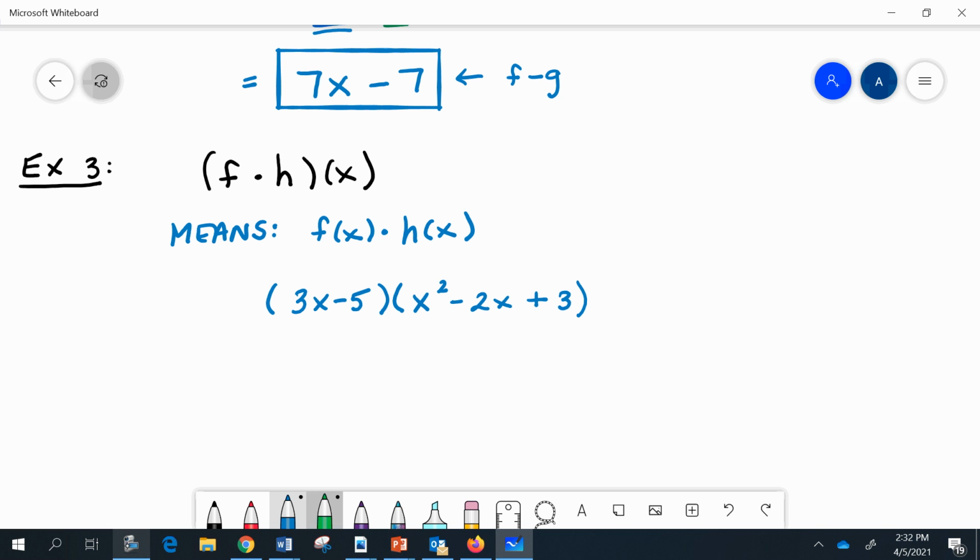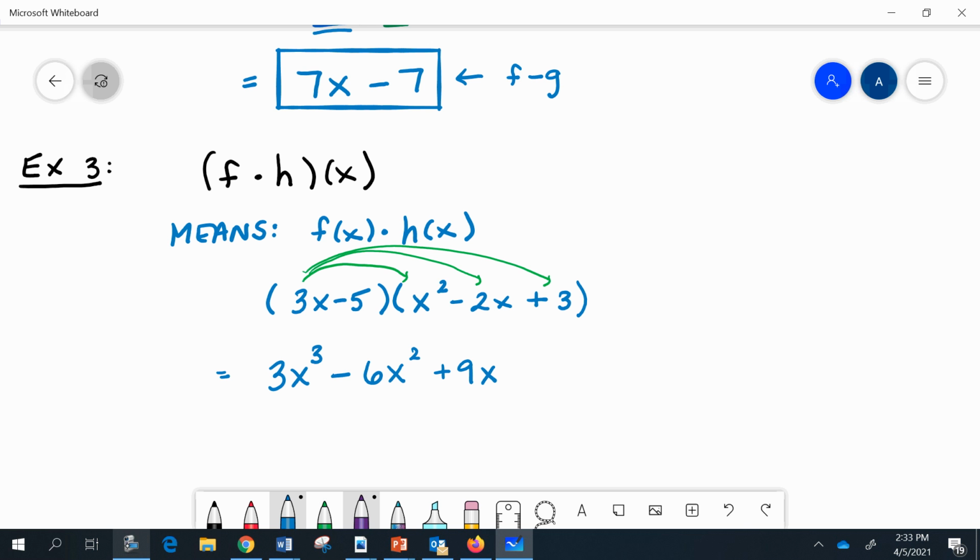Well, now, since this is a multiplication problem, we're going to double distribute, right? We're going to distribute the 3x to all of the terms, and 3x times x squared is going to be 3x cubed. 3x times negative 2x is going to be negative 6x squared. And then 3x times 3 is going to be plus 9x. Then we're going to take the negative 5 and distribute the negative 5 to all three terms. So negative 5 times x squared is negative 5x squared. Negative 5 times negative 2x is plus 10x. And negative 5 times 3 is minus 15.